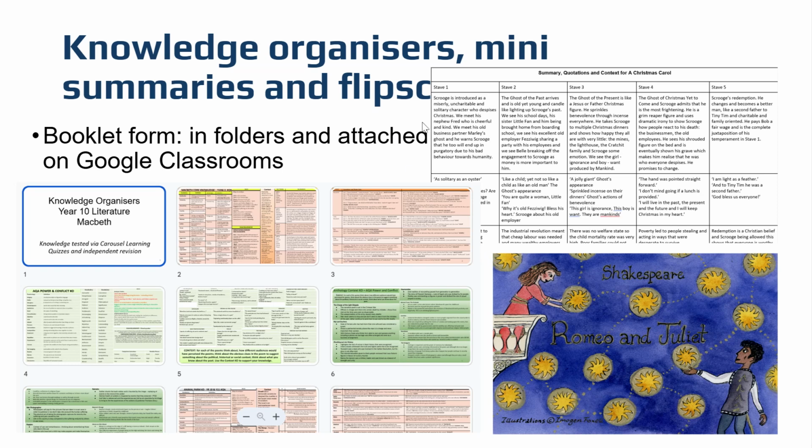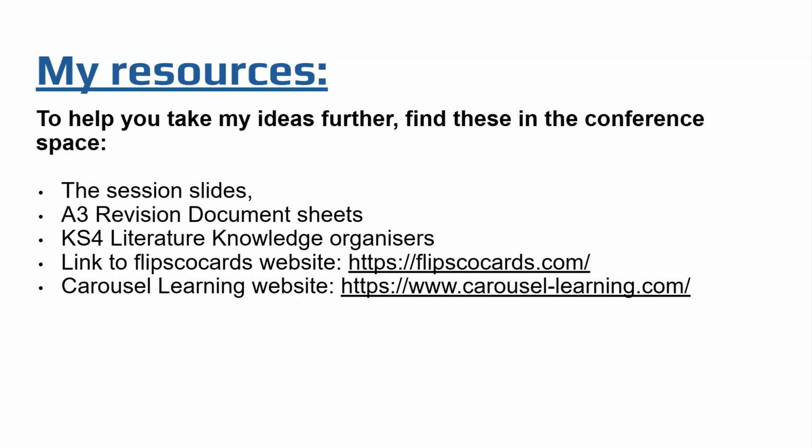And then we also used the Flipsco cards, which you can see is a copy of the Romeo and Juliet set here. So we have class sets of those, and students find them really useful because they've got lots of information on them, and they can flip through the flashcards and pull out the different pieces of information that they want to use. So that was used alongside the A3 revision strategy to help the students.